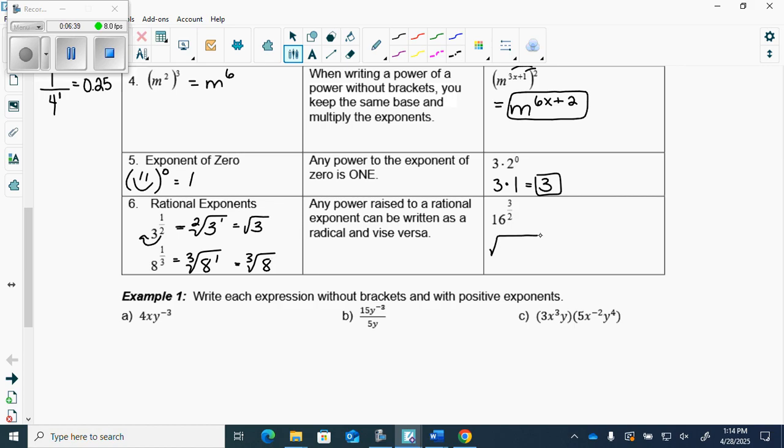The square root of 16 cubed. Now what you could do is put the 3 underneath, but then I'd have to do 16 cubed and take the square root of it, which I can't do in my head. Or you can write it as the square root of 16, cubed. What is the square root of 16? 4. Cubed is 64. So I can actually do that in my head if I leave the cubed out.